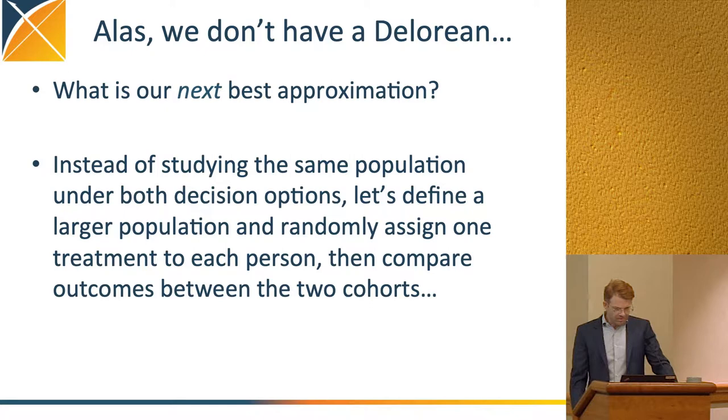So we established earlier that establishing causality for a single person using counterfactual reasoning is impossible. But there is a large body of work that shows that establishing average causality in a population is actually doable. And this is when you hear things like average treatment effect. That's what they're getting at. So instead of studying a single population in two counterfactual situations, that's impossible, we can define one population and then randomly assign the red or the blue to each of the two groups and then compare the outcomes between them.